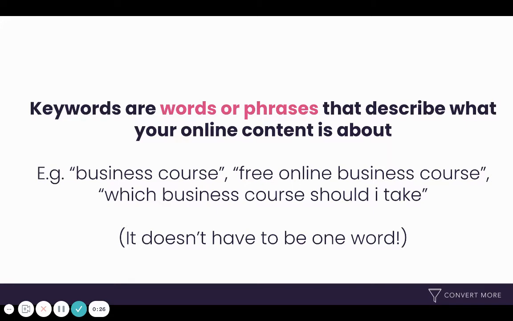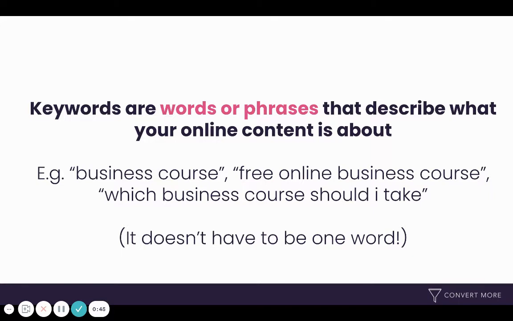So keywords are words or phrases that describe what your online content is about. It doesn't have to be one word. It could be a couple of words, 5 to 6 words. It's best to aim for a unique keyword or phrase for each web page, as you don't want to end up competing in searches with your own content.